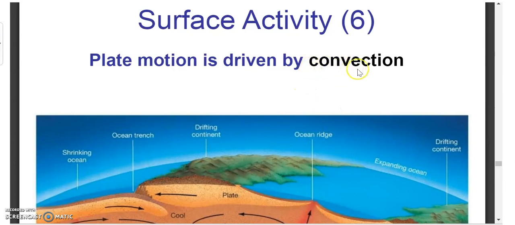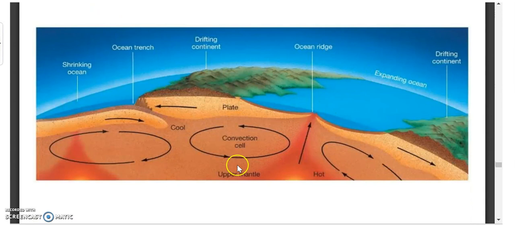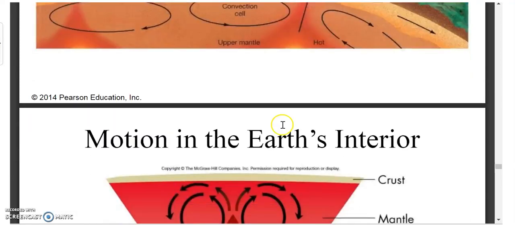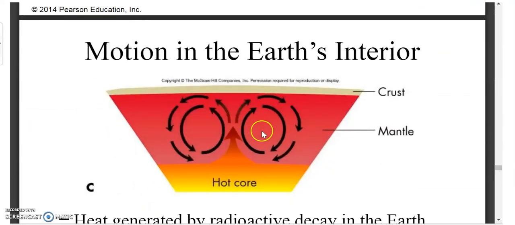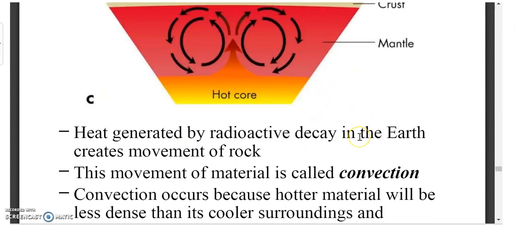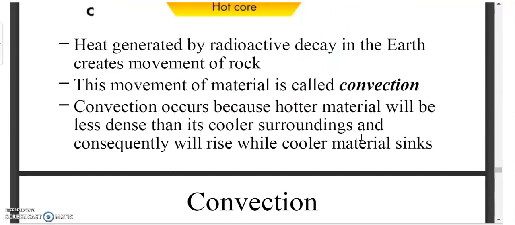Of course, we know that the plate motion is driven by convection, right? The heat in the mantle rising and then falling, rising and then falling, causing the plates to move. So this is of course a good example of convection. Hot material physically rises and then it cools off and falls back down. All right, so that's convection.